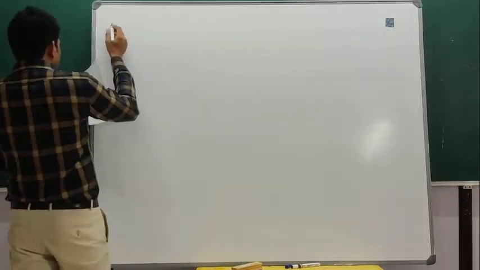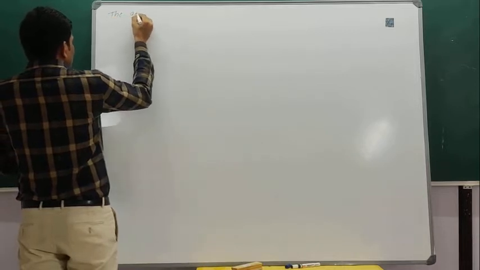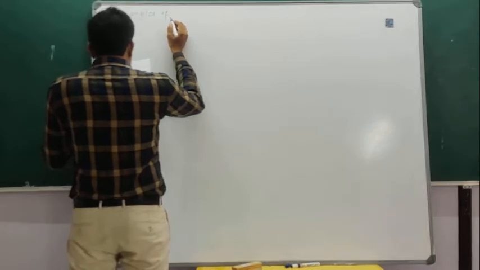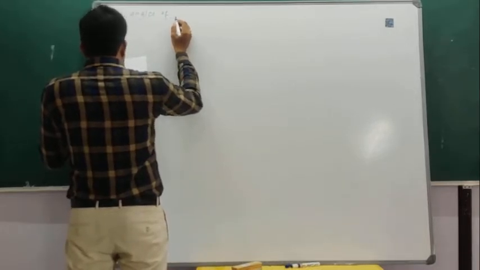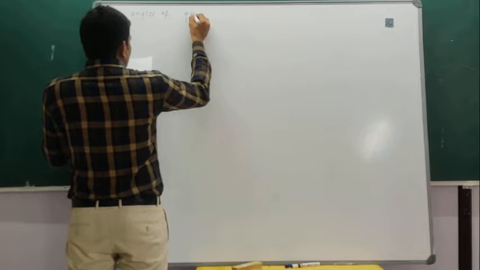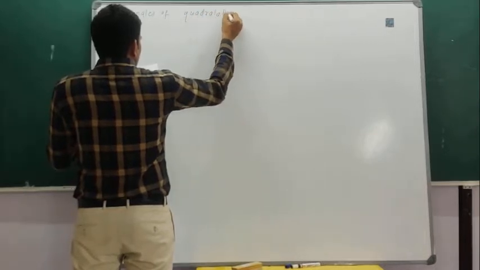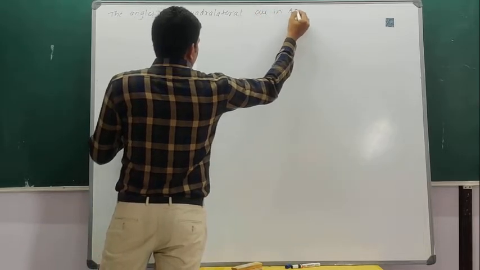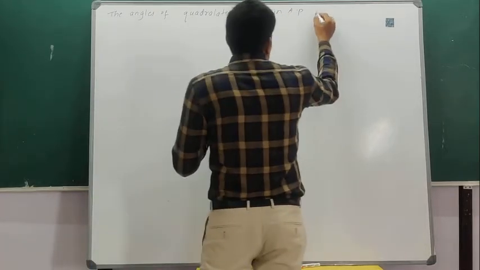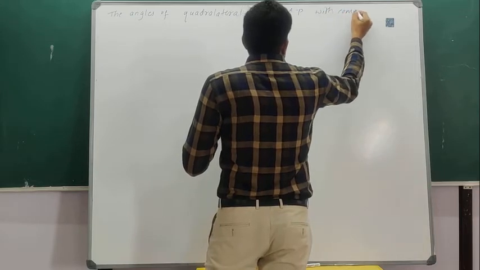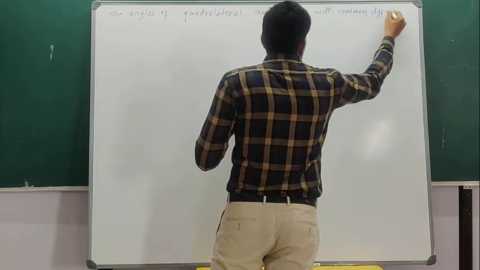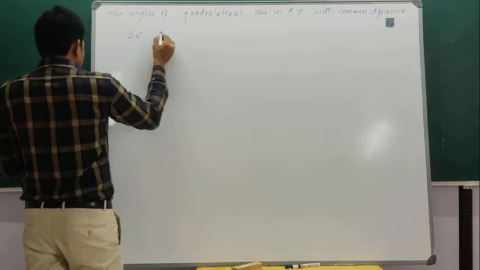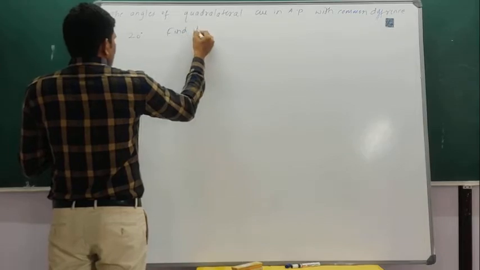The angles of a quadrilateral are in AP with common difference 20 degrees. Find its angles.